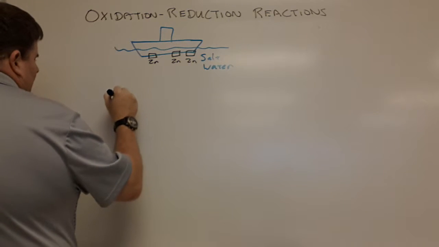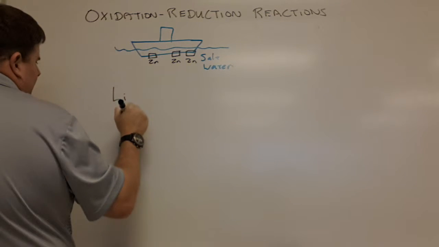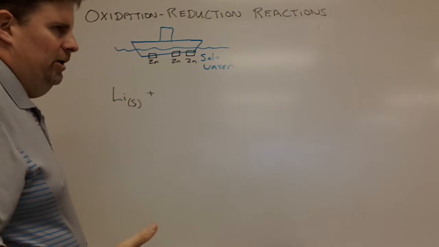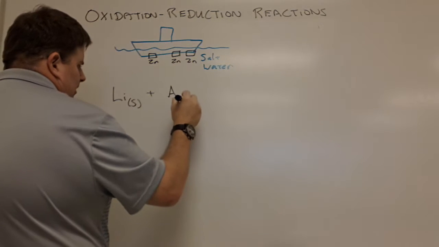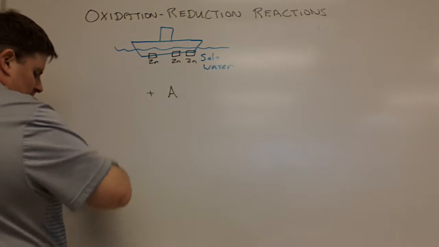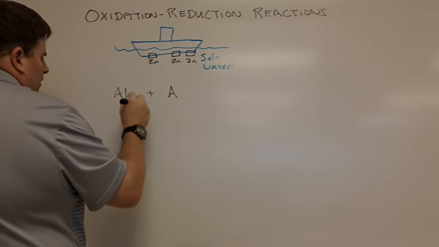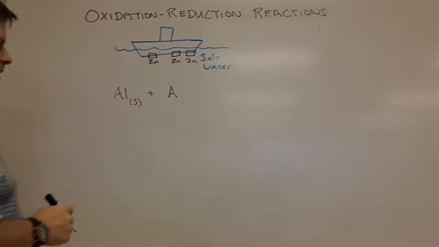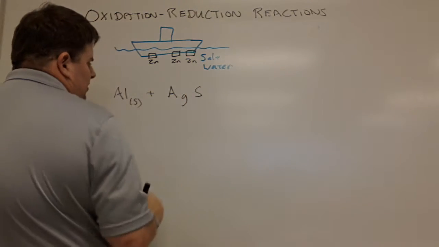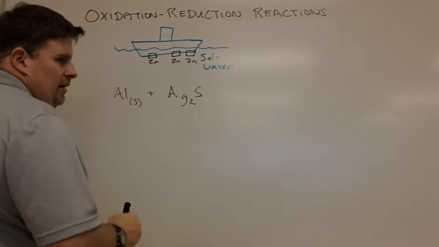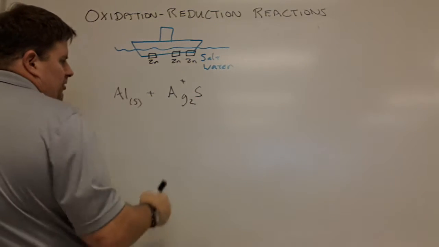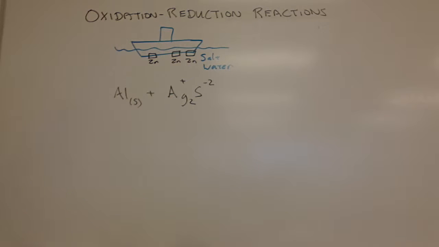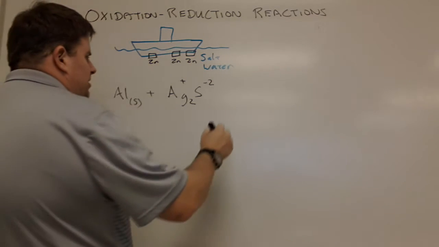Now, let me put it this way. If I have, say, lithium solid in the presence of something that's oxidized. So I'm going to put, actually, let me not use lithium. Let's use aluminum. Okay? Aluminum is a solid. And if aluminum is going to react with silver sulfate. Okay? In this case, the silver's oxidation number is +1. Sulfur is -2 in this case. Okay? So what's going to happen here in this particular system?